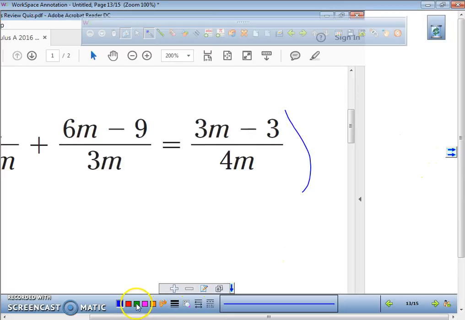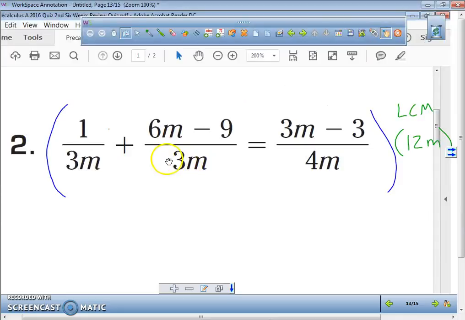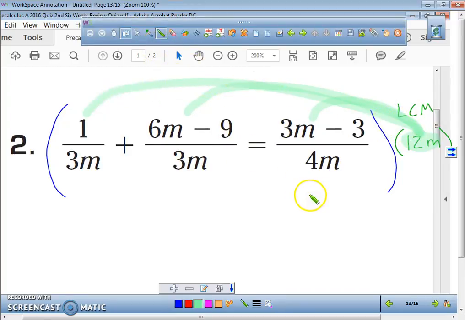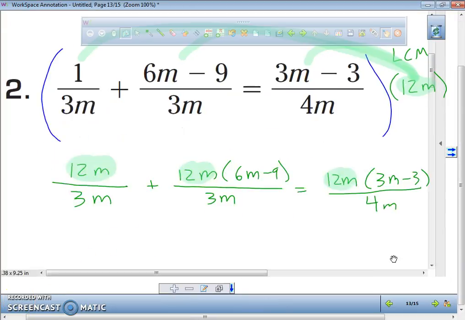So listen, everybody, what I want you to do is multiply everything that you see by a 12m, because the least common multiple between a 3 and a 4, Ryan, is 12. But the least common multiple between an m and an m is an m. That's why it's 12m. So you're going to multiply it to every single number or expression in the numerator. Now, I'm going to pause it and get it all written out, and you guys can pause the video if you need to.